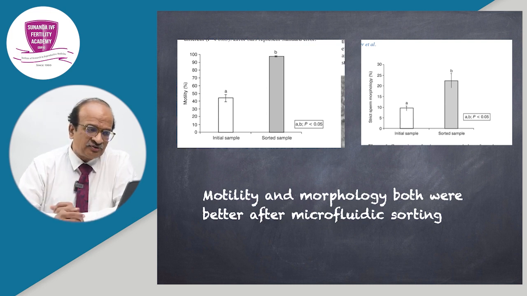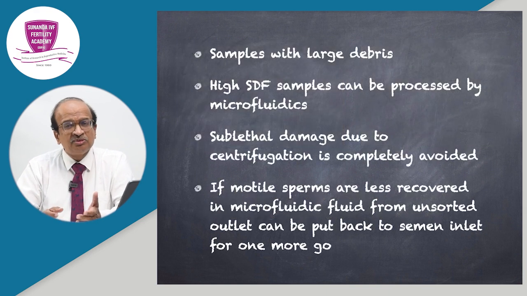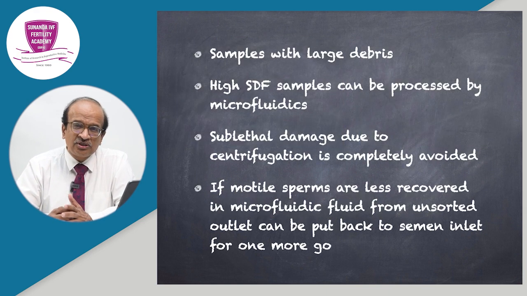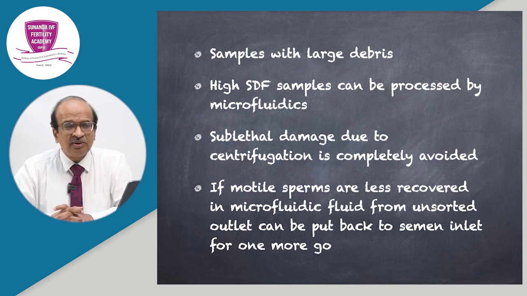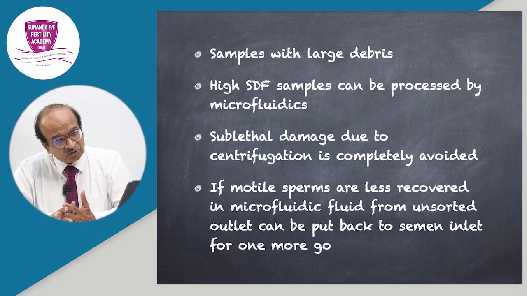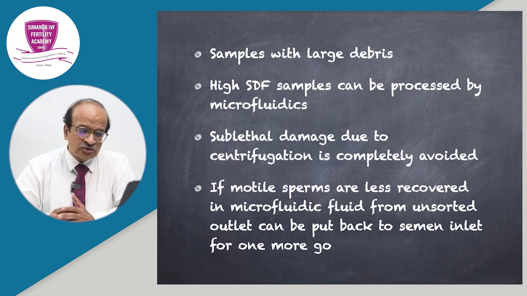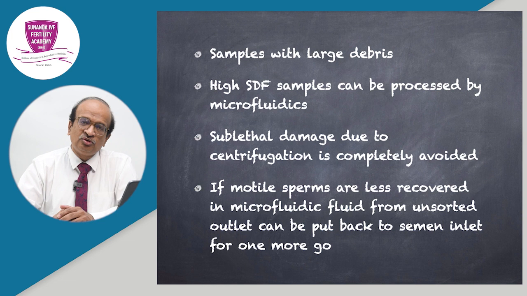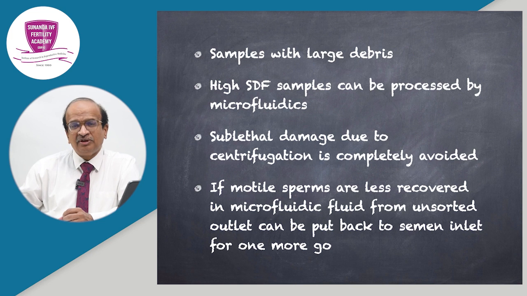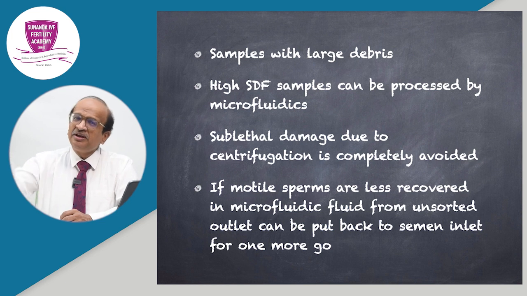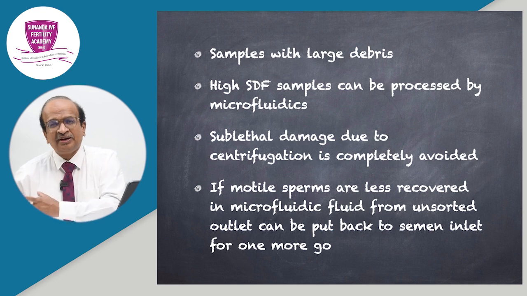There is a subtle advantage of this technology. For semen with a large amount of debris, this is a much better technology, because all that debris can increase reactive oxygen species and cause sperm damage and fertilization failures. High sperm DNA fragmentation samples can be processed by microfluidic, and sublethal damage due to centrifugation is completely avoided. If you find that the motile sperm are less recovered with one go of microfluidic, what you have recovered from the semen outlet can be refed into the inlet and you can go for one or two more rounds. So ultimate recovery could be better.